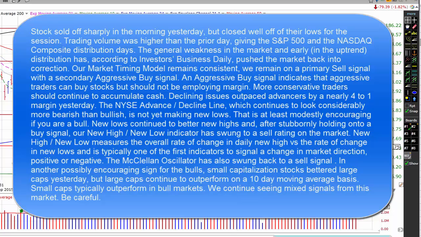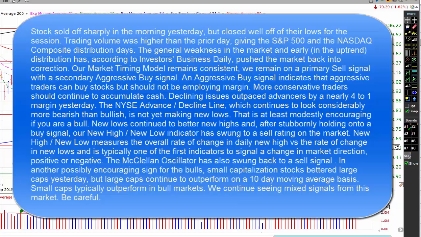The general weakness in the market and the early-in-the-uptrend distribution has, according to Investor's Business Daily, pushed the market back into correction. Our market timing model remains consistent. We remain on a primary sell signal with a secondary aggressive buy signal. An aggressive buy signal indicates that aggressive traders can buy stocks but should not be employing margin at this point. More conservative traders should continue to accumulate cash.